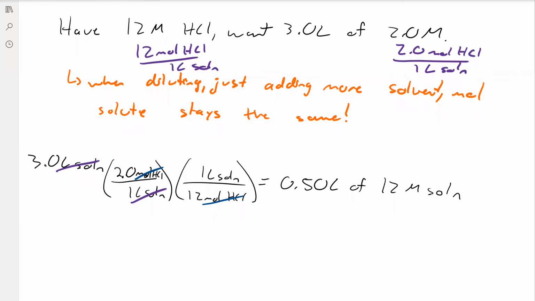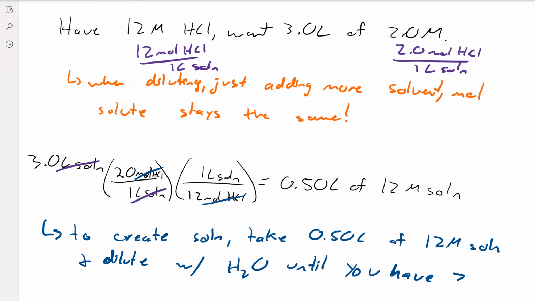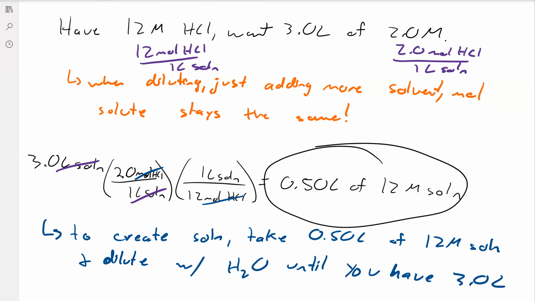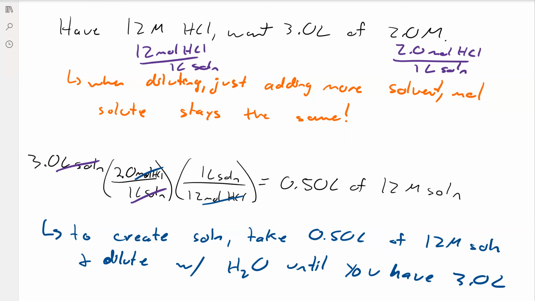So think about what that tells you and what you'd have to do. What that tells you is that to create the solution that you want to make, you want to take 0.50 liters of 12 molar solution and dilute with water until you have 3.0 liters, right? So the problem solve we did right here was ask ourselves how much of the more concentrated solution do we need to use, and then we dilute it up to 3 liters.